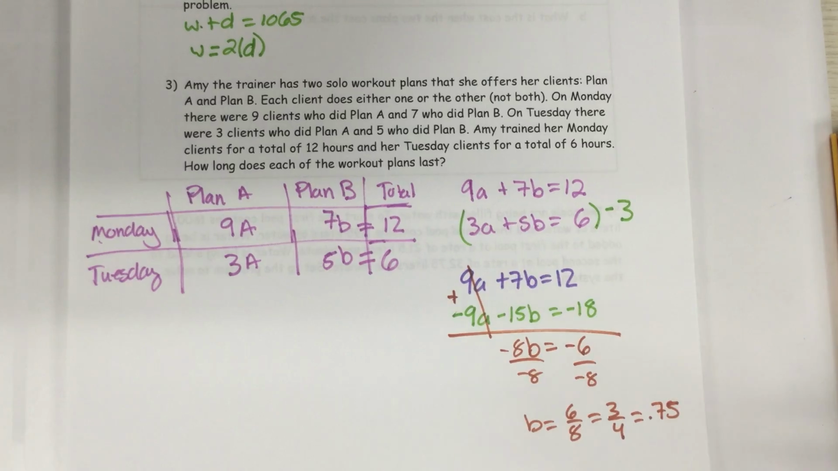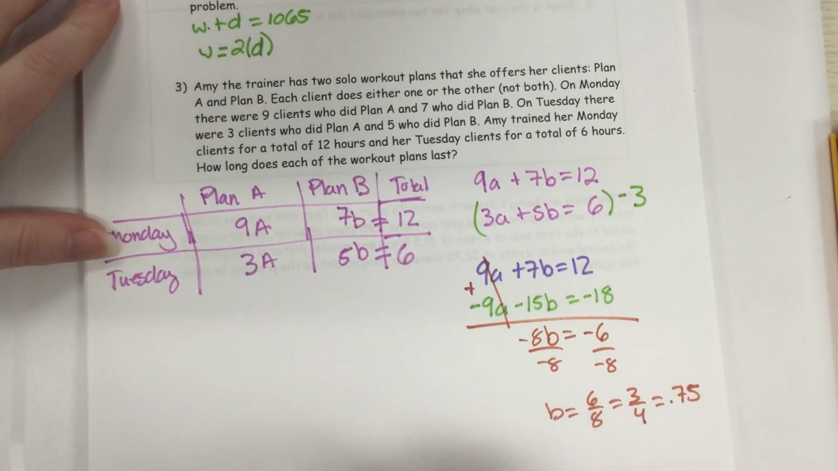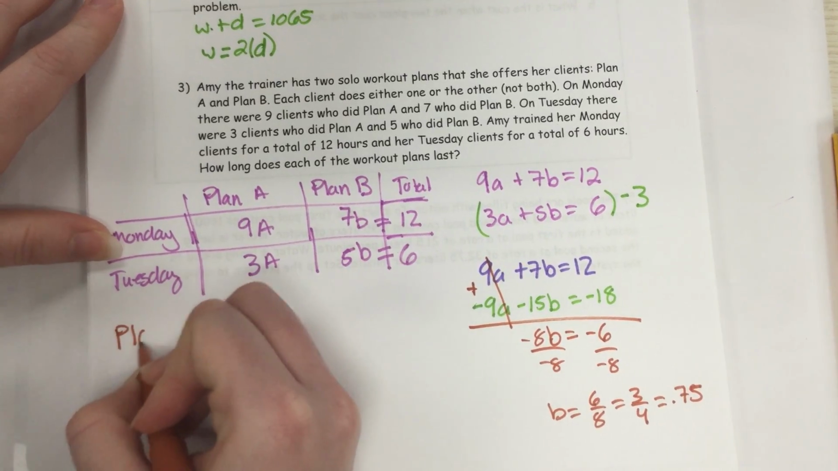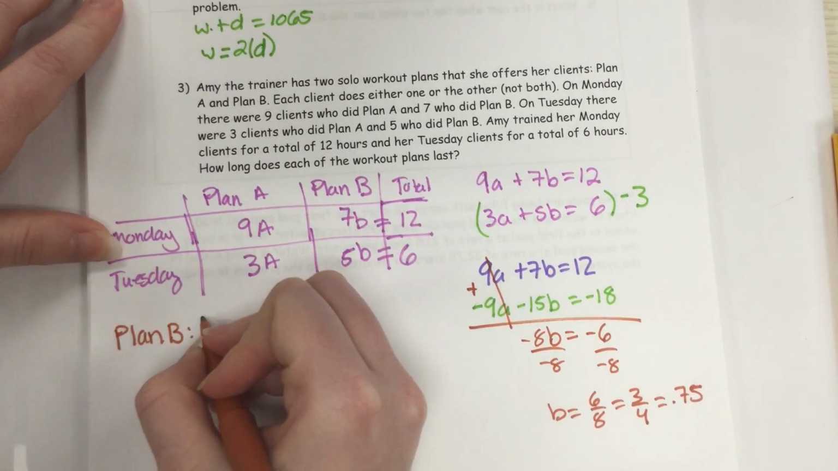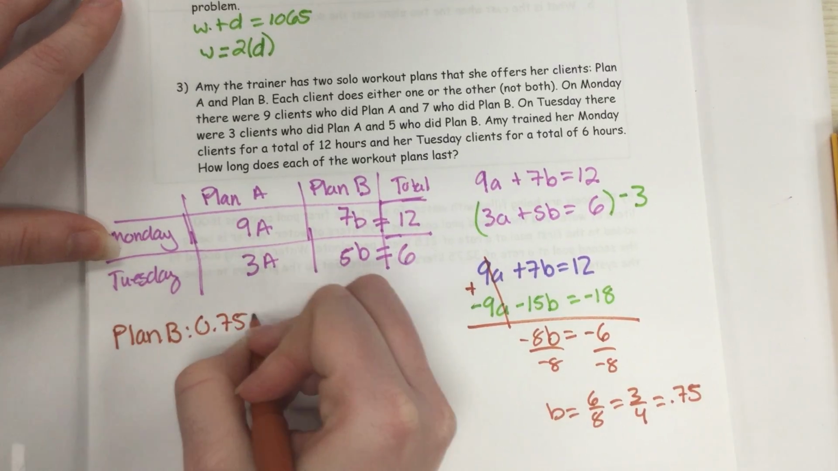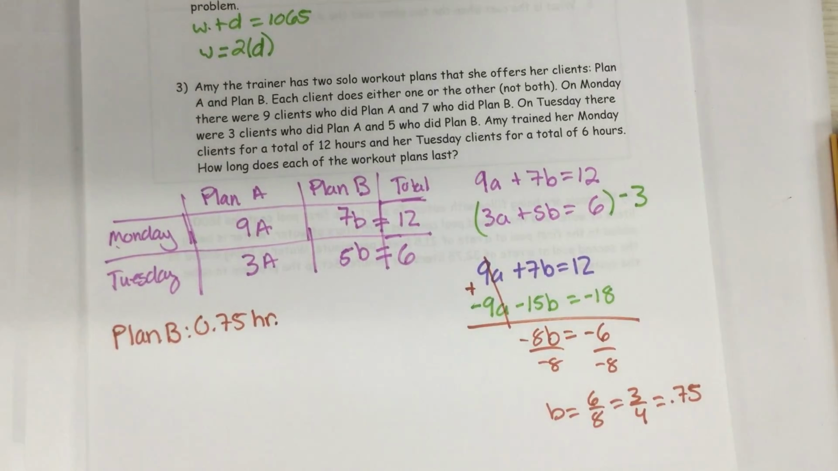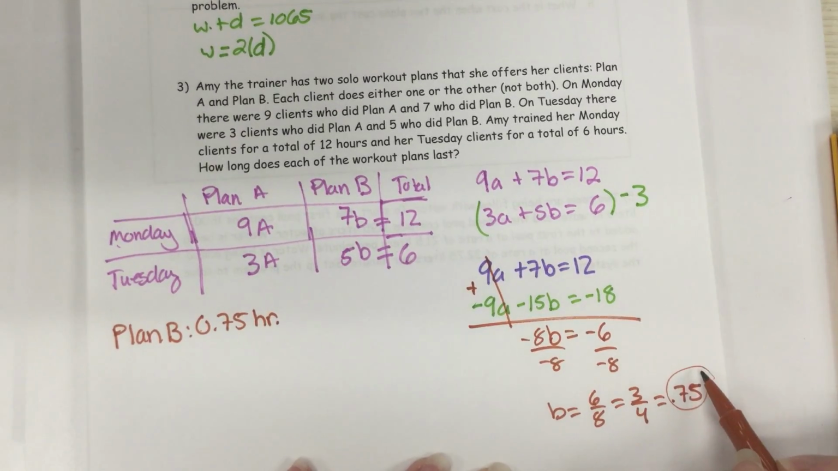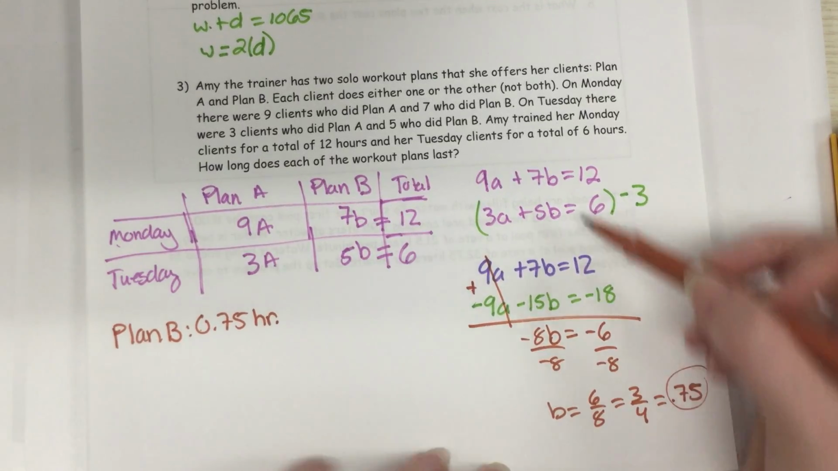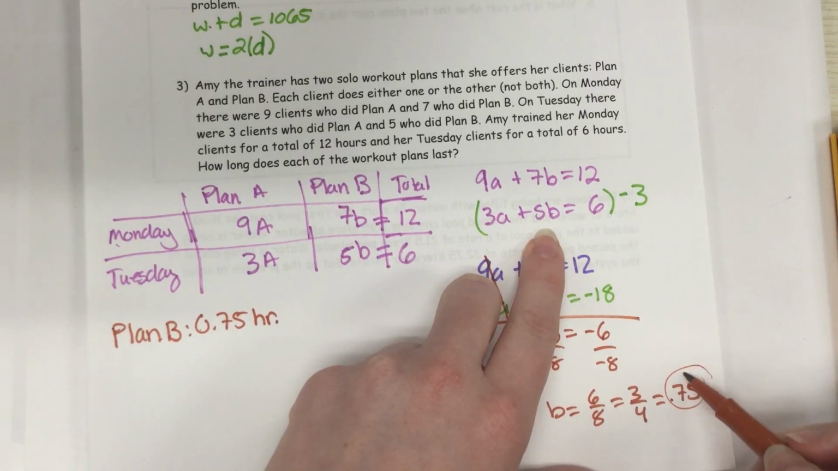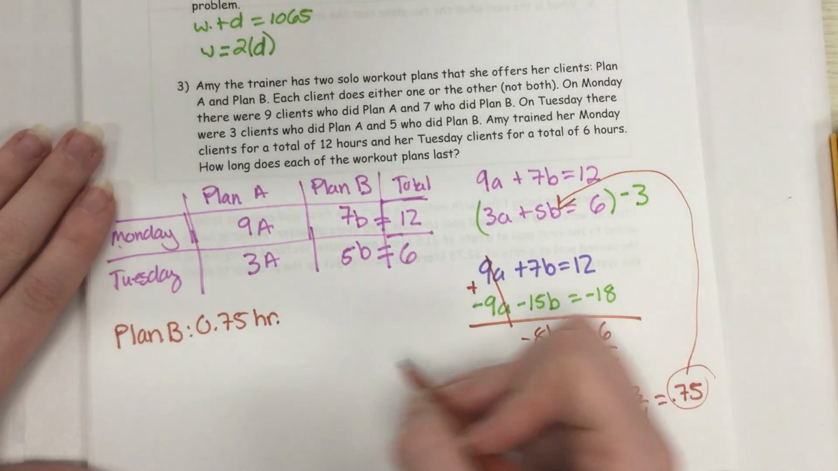So what I know is workout B is 3/4 of an hour, or 0.75 of an hour. So we'd say plan B is 0.75 hours. Okay? And then to find plan A, you just plug plan B into that and solve for A. And so I'm going to plug, let's see. Actually, neither one looks super good because 5 and 7 don't reduce out with 3/4. So let's just plug it into there because it's smaller.